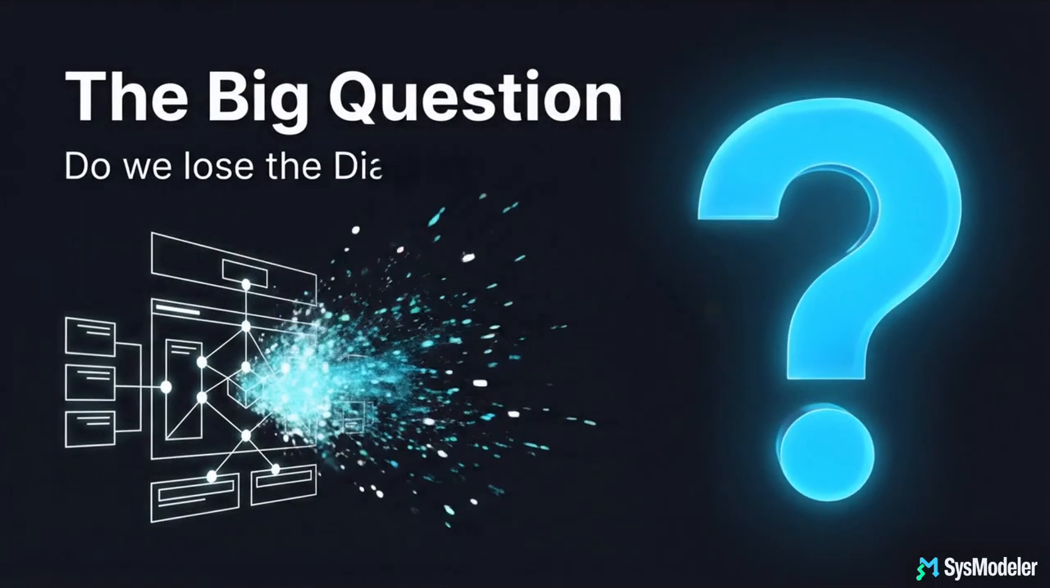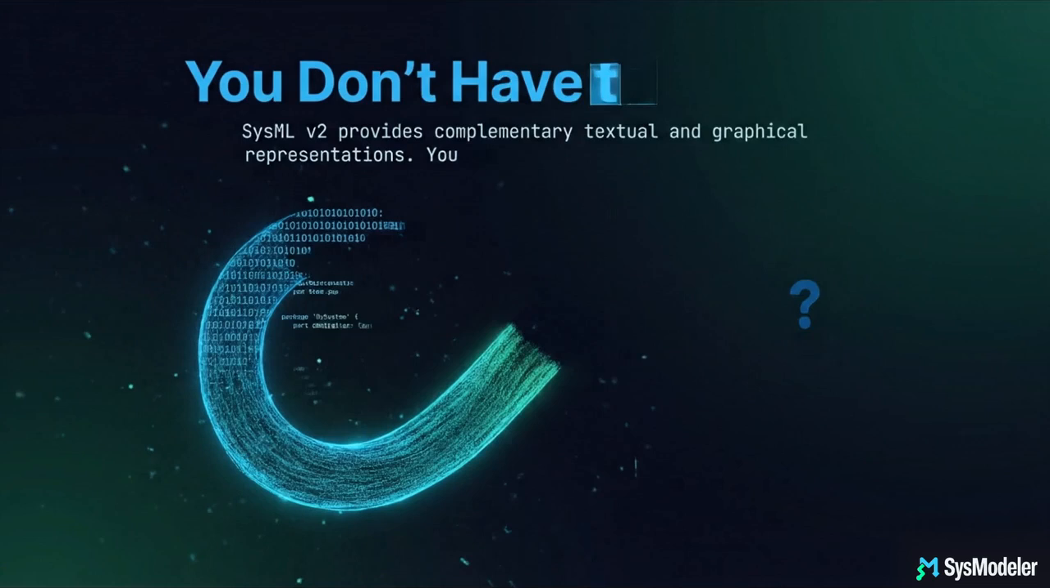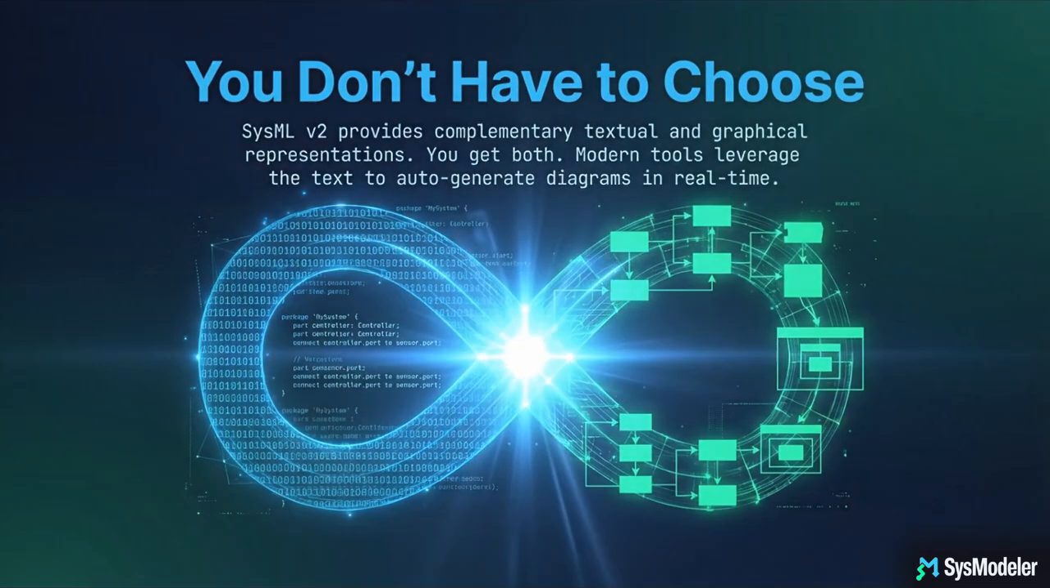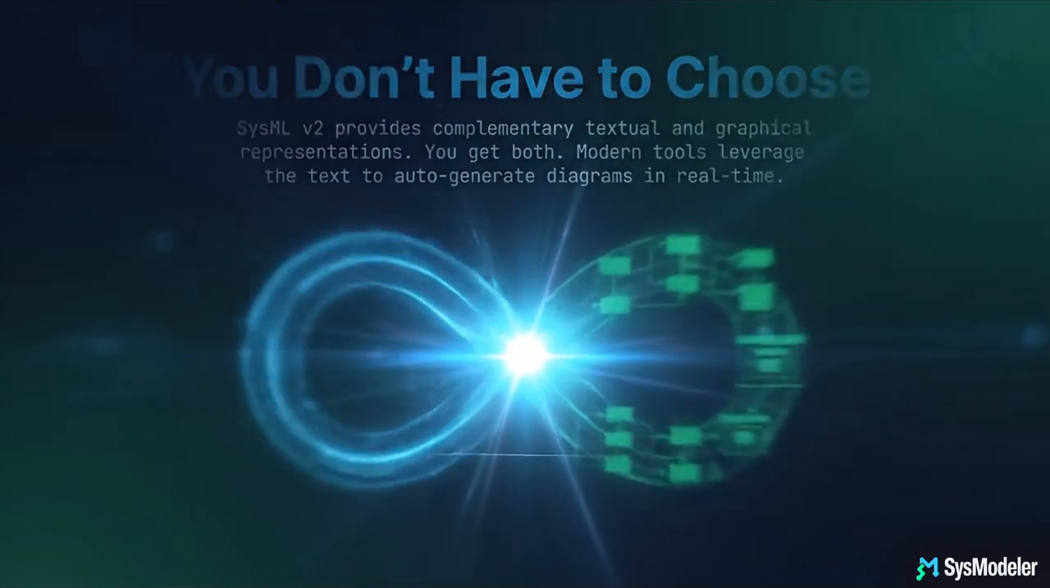Do we lose the diagrams? No. This is the biggest misconception. SysML v2 provides complementary textual and graphical representations. You don't have to choose. You get both. The power of tools.